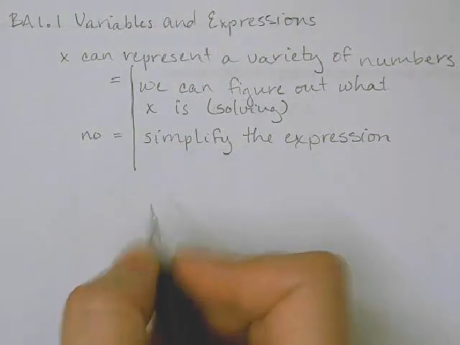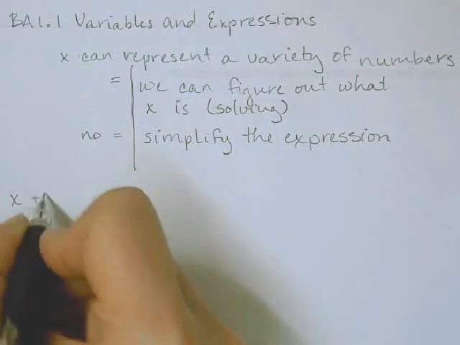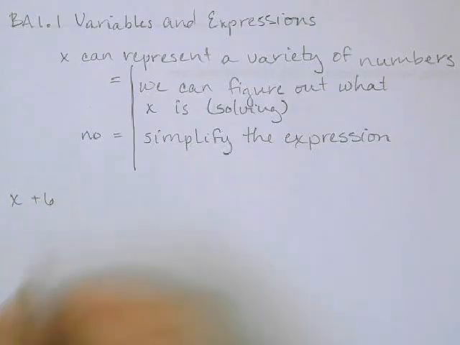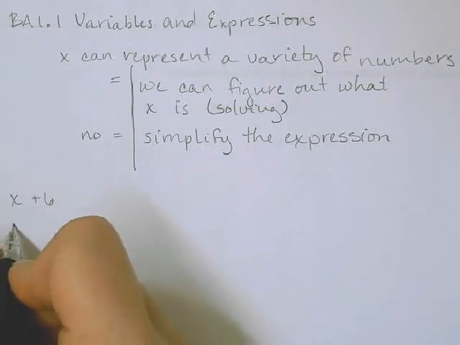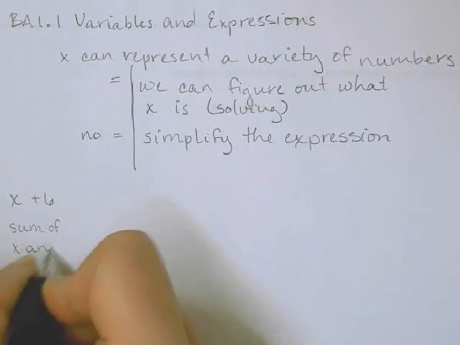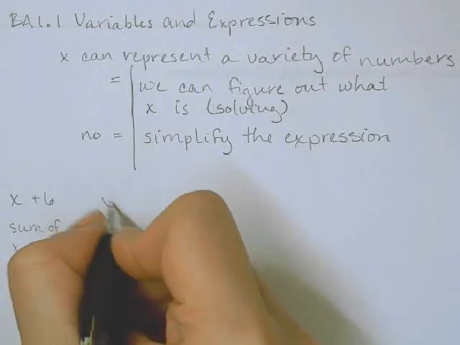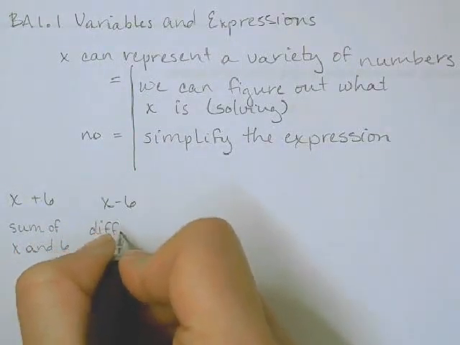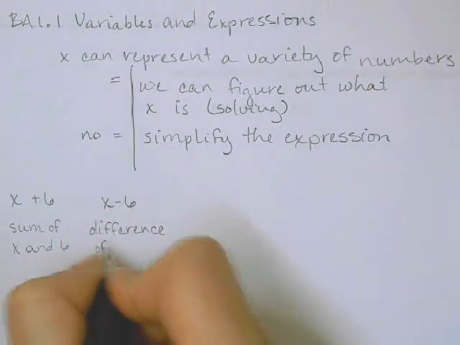So the first thing we're going to start with is what these different things actually mean. If we have x plus 6, that means we have some number added to 6. This is referred to as the sum of x and 6. If we have x minus 6, that is the difference. So when we're subtracting, we refer to that as the difference.